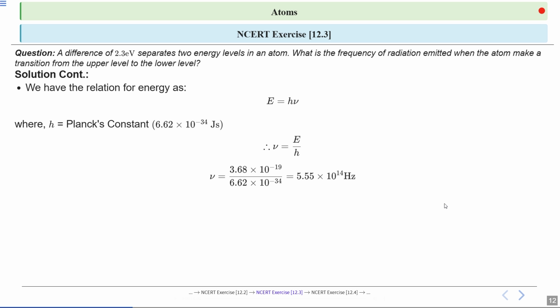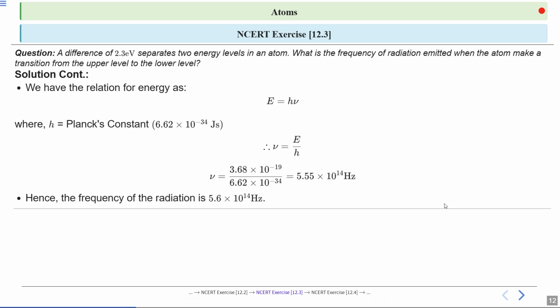First, we need to convert 2.3 electron volts to joules. 1 electron volt is 1.6 times 10 to the power minus 19 joules. So 2.3 electron volts is about 3.68 times 10 to the power minus 19 joules. Dividing this by Planck's constant, 6.62 times 10 to the power minus 34, gives us a frequency of about 5.55 times 10 to the power 14 hertz. This is in the visible or near visible range of the electromagnetic spectrum.